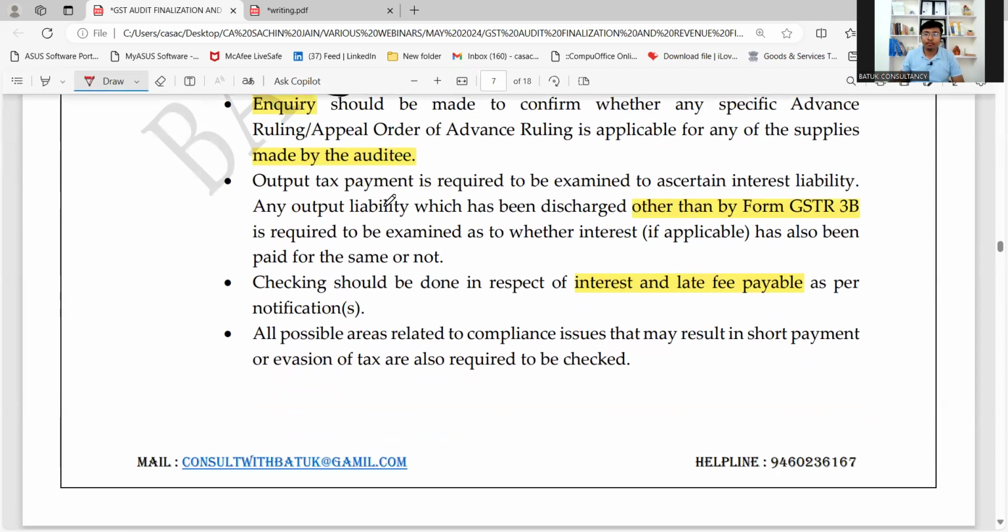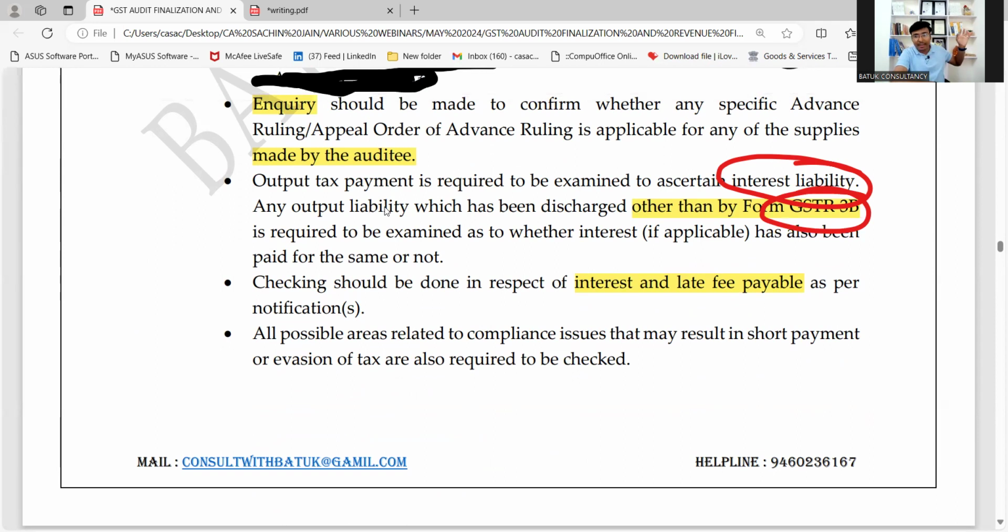Now, output tax payment is required to be examined to ascertain the interest liability. Any output liability which has been discharged other than by the GSTR-3B return, in that case you have to check the interest. Suppose if any scrutiny related notice is issued, if there is any notice issued for GST ASMT-10, or on account of that ASMT-10 the taxpayer makes any payment, in that case we have to check the challan to see whether interest is there or not. For that purpose, कोई ज्यादा expert efforts लगाने ही नहीं हैं. There is no requirement to make any hard efforts.